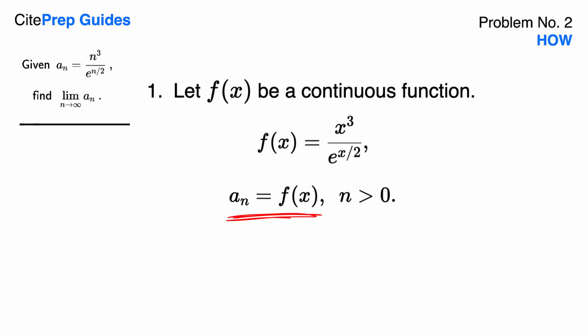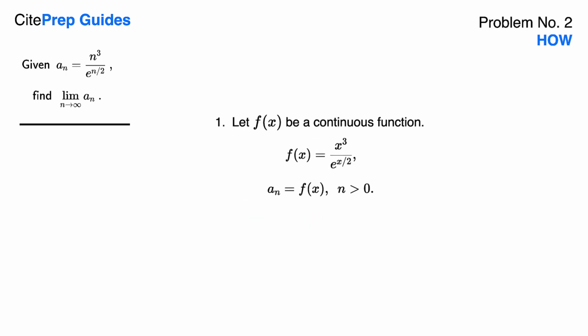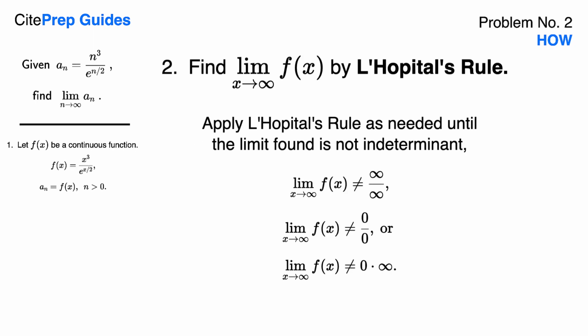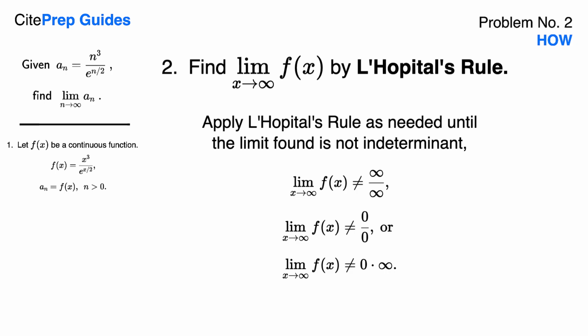Let f of x be a continuous function so that a sub n equals f of x for all positive values of n. Repeat L'Hopital's Rule for f of x until we find the limit of f of x as x approaches infinity, so that the resulting limit is not expressed as an indeterminate form.